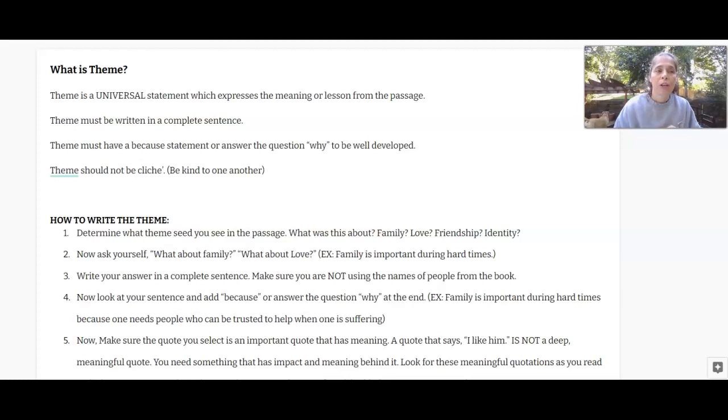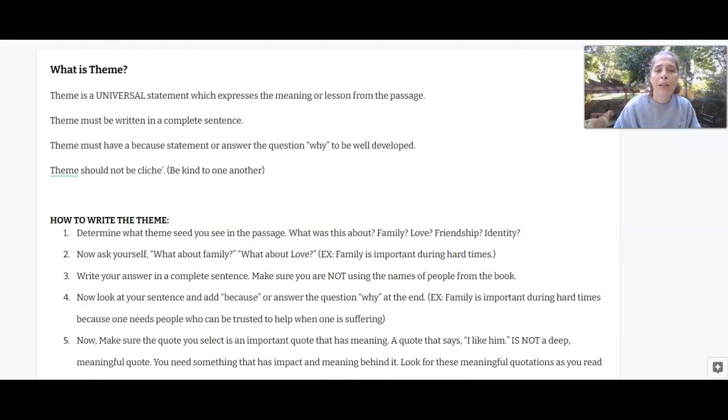So the first thing is that theme is a universal statement which expresses the meaning or the lesson from the passage. So it's not going to include the names of the people in the story or the places in the story. Instead, it's going to be something that can relate to me, it can relate to you, to your parents, your grandparents, your brother, your sister, your cousin, your nephew, everybody.